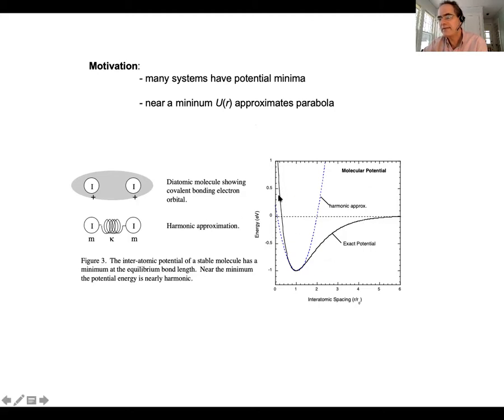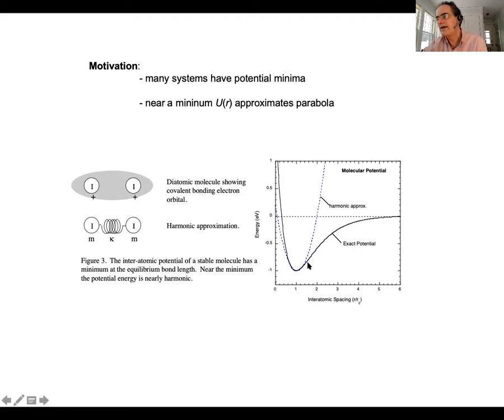So one good example is the interatomic potential in a diatomic molecule, which is sketched here. The exact potential might look like this black line. This is the potential energy as a function of separation between the atoms in the diatomic molecule. Here they share a covalent bond. By the way, the 0 in this diagram refers to the energy of the two atoms when they're widely separated. So that's the exact potential.